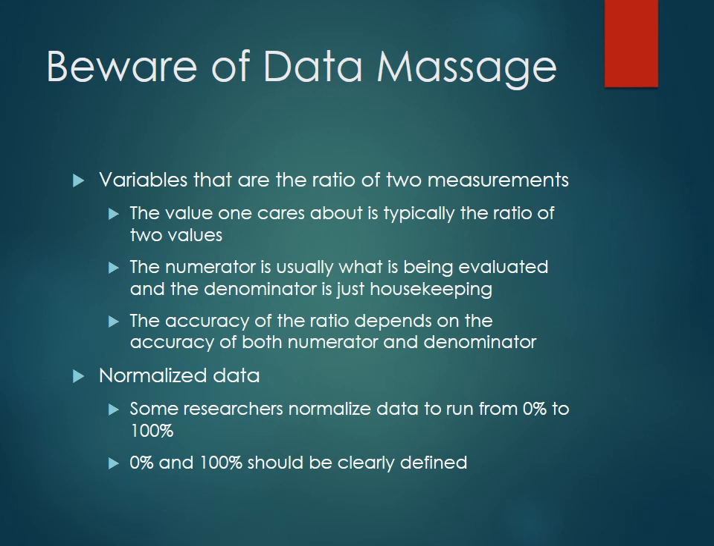This is also another important one: variables that are the ratio of two measurements. Frequently you'll see a lot of things being measured as a proportion or as a ratio. It's really important to make sure that your numerator and your denominator make sense. It's very easy for human error to pop into some of these studies, especially when you're looking at a subset of patients.